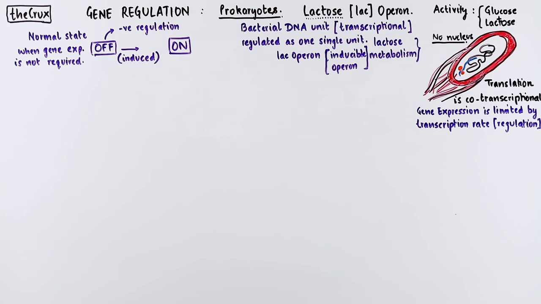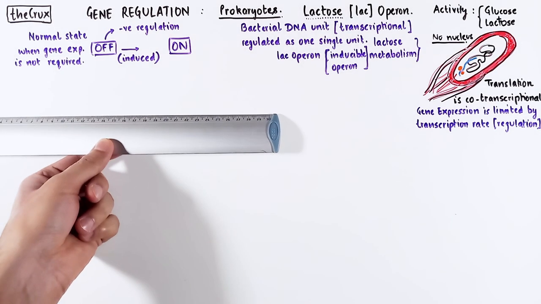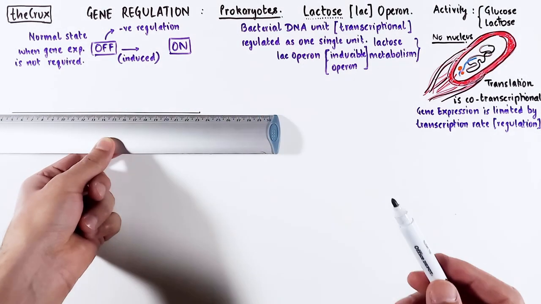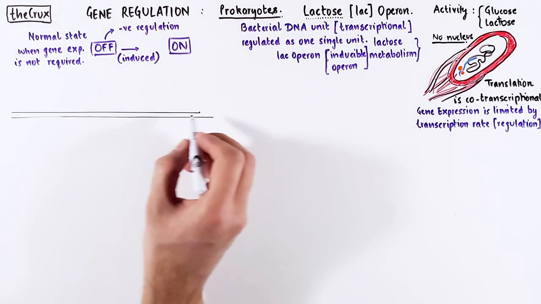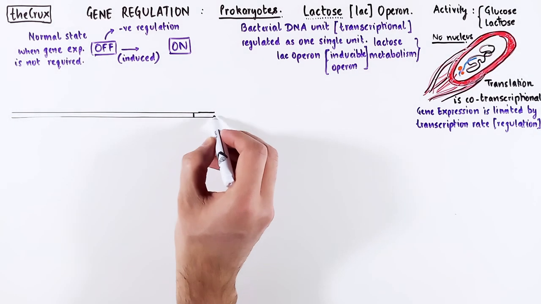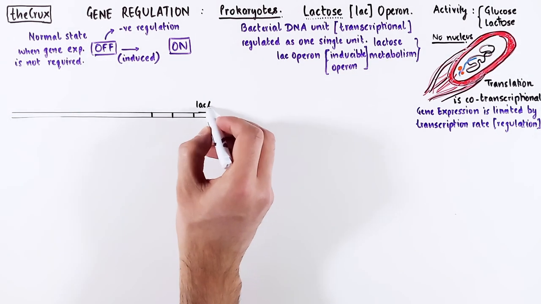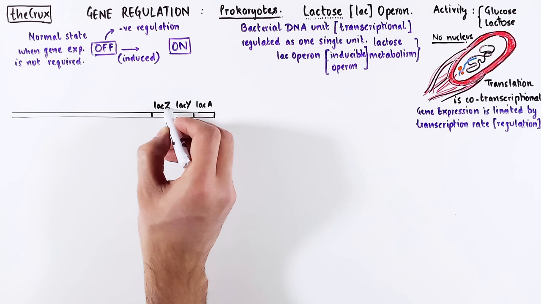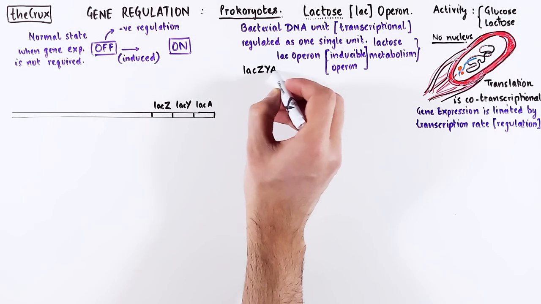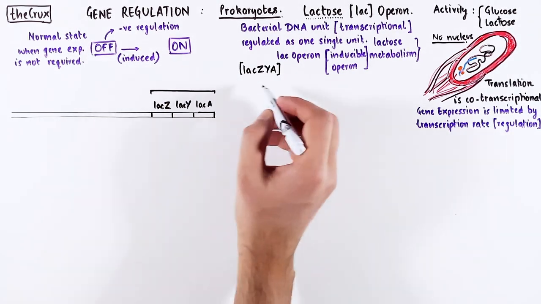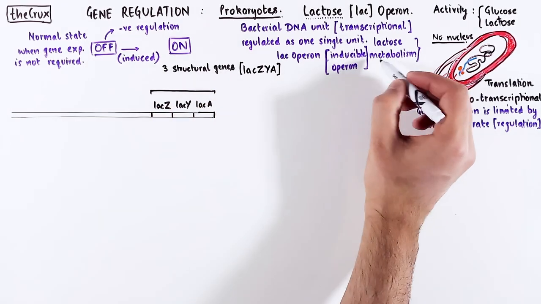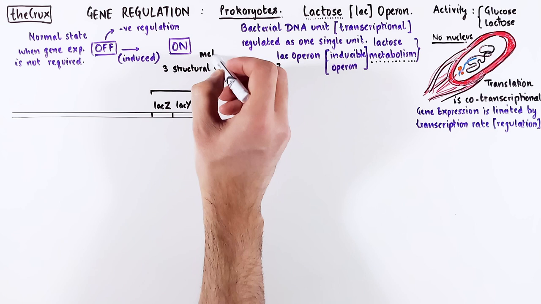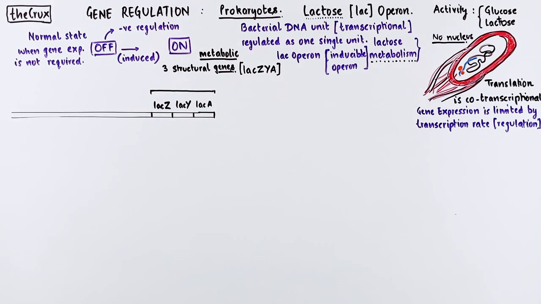To understand Lac Operon, we must start by looking at the components and the structure at the DNA level first, that encodes and makes up the Lac Operon. In Lac Operon, there are three major genes, which are LacA, Y, and LacZ. Collectively, they are referred to as LacZYA. These are sometimes also called structural genes. As we will see later, these three genes are involved in the lactose metabolism, so it is perhaps better to think of them as metabolic genes.